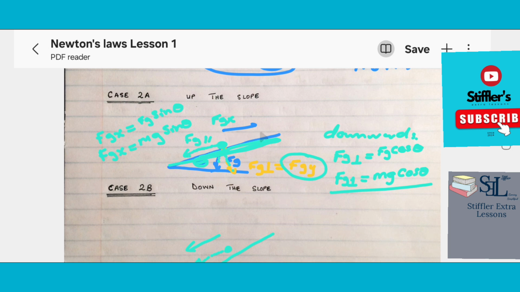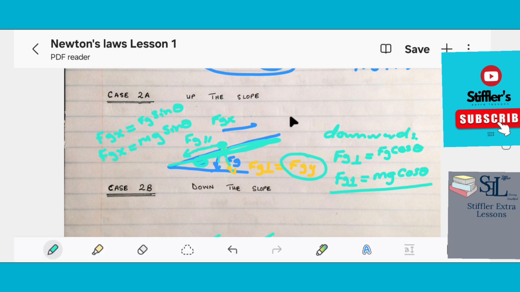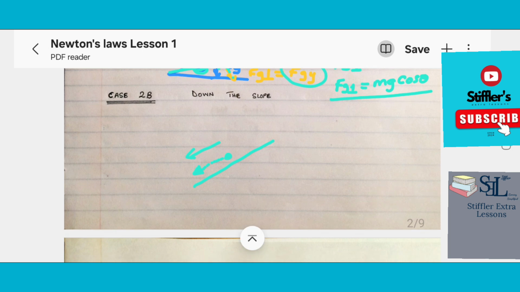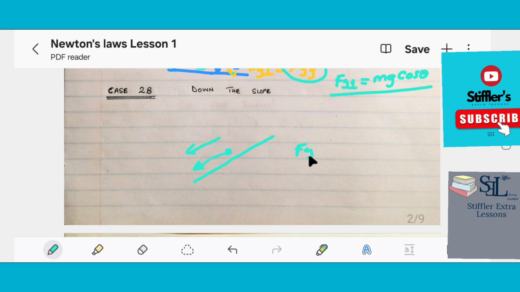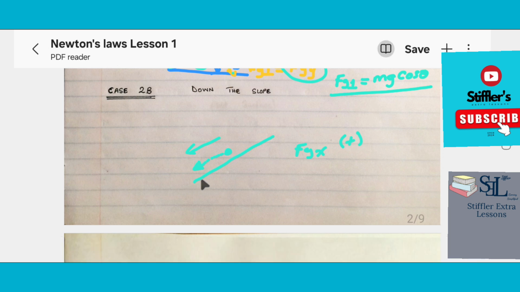If the object is moving up the slope, it means that our FG at x, or our FG parallel, will act as a negative force. But if your object is moving down the slope, our FG parallel, or our FG at x, is now acting as a positive, since this force is going in the direction where the object is going. So this is all about gravitational force.